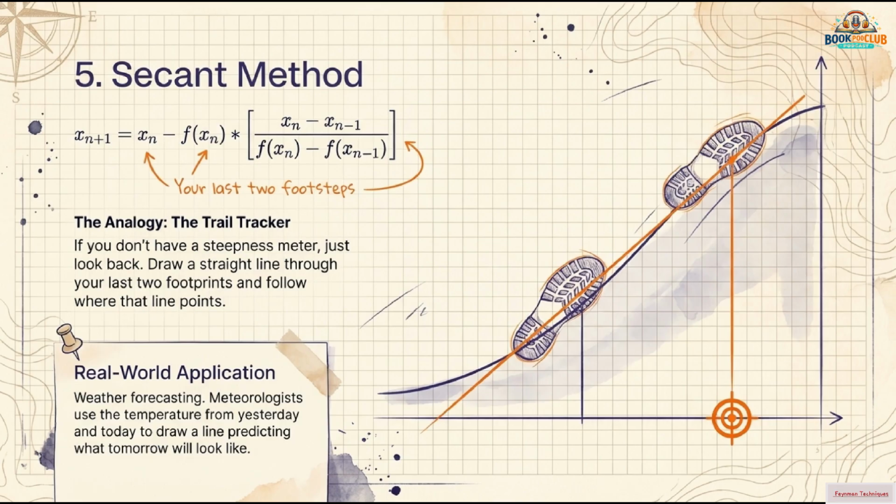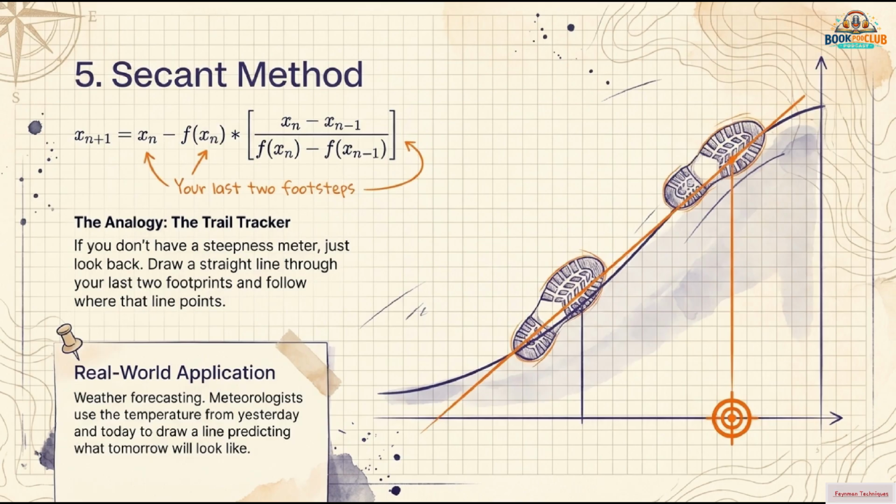This is heavily used in weather forecasting, actually. Oh, because they don't have perfect equations for the whole atmosphere. Exactly. Meteorologists use the temperature and pressure from yesterday and today, their last 2 footprints, to calculate the rate of change. They draw a line through those 2 data points to predict tomorrow. That is so cool. Yeah.